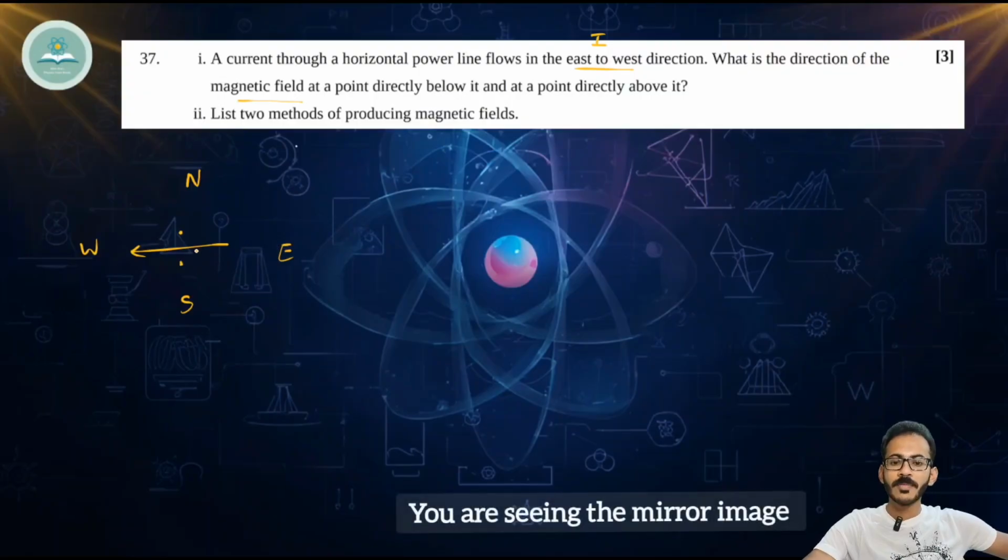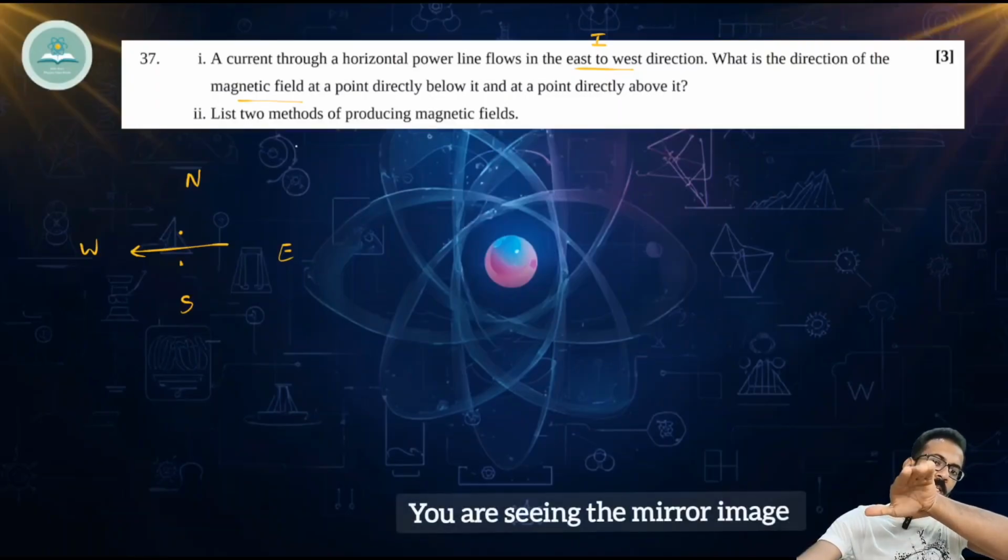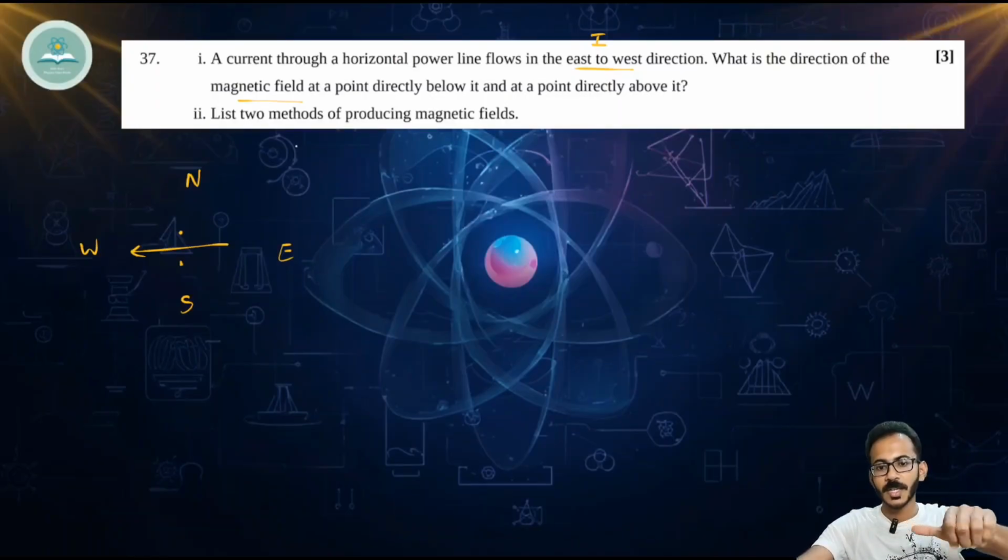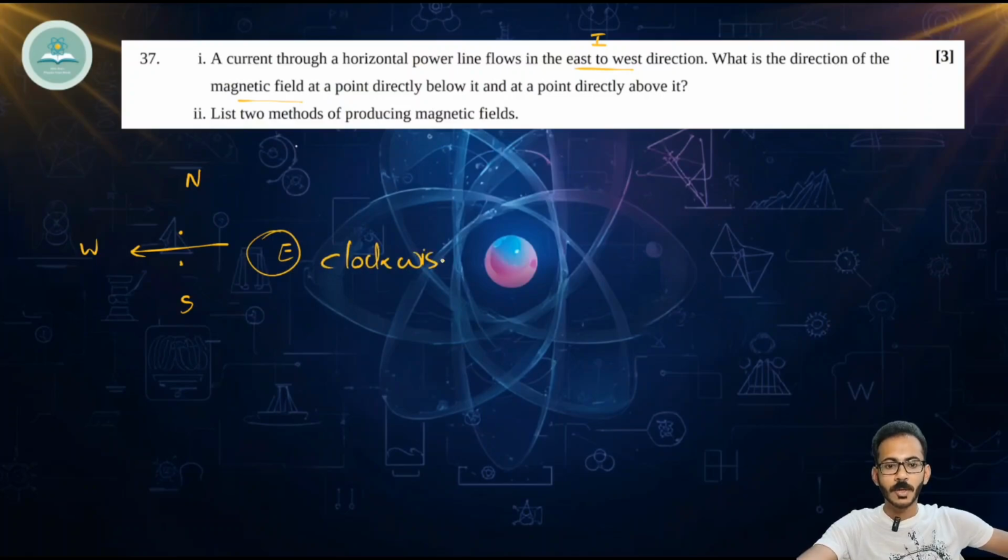When we look from east direction, our hand is like this. So when we look from east direction, the direction of magnetic field is in clockwise direction. So we can say while observing from east direction, the direction of magnetic field line will be clockwise direction. Or you can say the opposite as well. If you are observing from west, then it will be anti-clockwise direction.